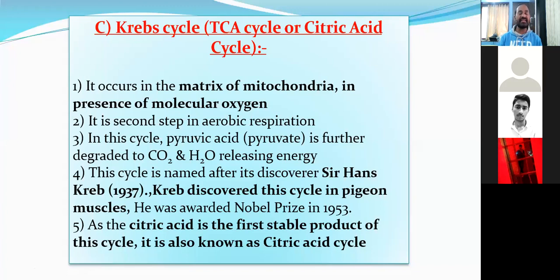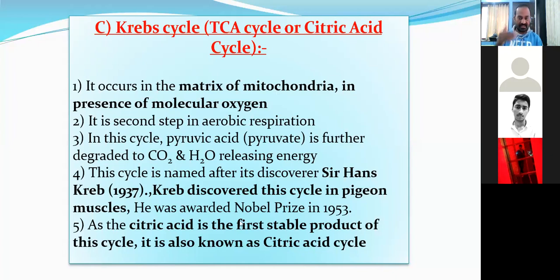Now, very importantly, after oxidative decarboxylation, the acetyl moiety which was produced will be transported into the mitochondrial matrix. So the Krebs cycle occurs in the matrix of the mitochondria, and for this process, molecular oxygen will be available as the terminal oxidant. The last electron acceptor will be molecular oxygen. Actually, it is representing step 2 of aerobic respiration.